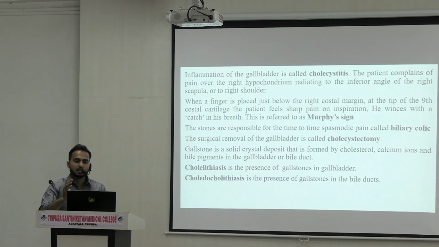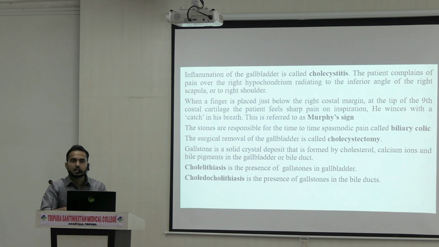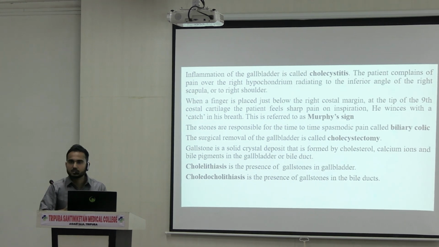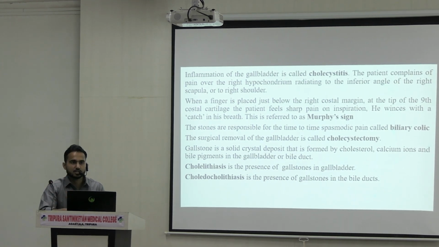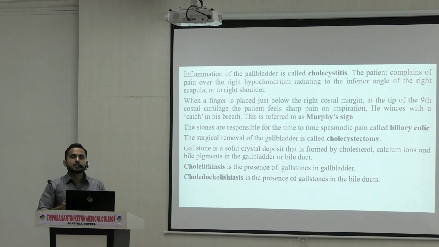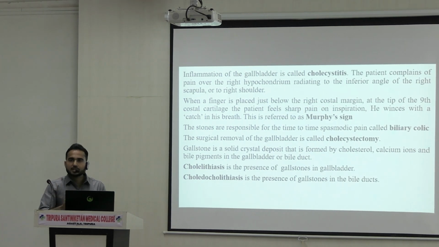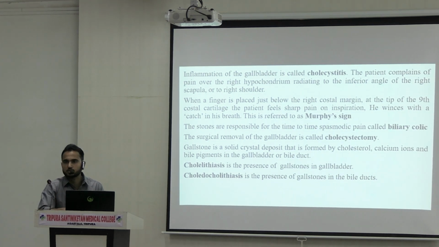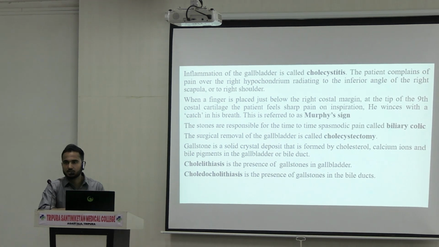Okay. Now when cholecystitis, inflammation, is there in the gallbladder, at that time pain is there in the right hypochondriac region. In order to diagnose it, what will you do? You will put the hand on the right costal margin, at the tip of the 9th costal cartilage, and you will ask the patient to take a deep breath. When the patient takes a deep breath, the patient will feel severe pain, and you can see the painful expression on his or her face, and that is called Murphy's sign.